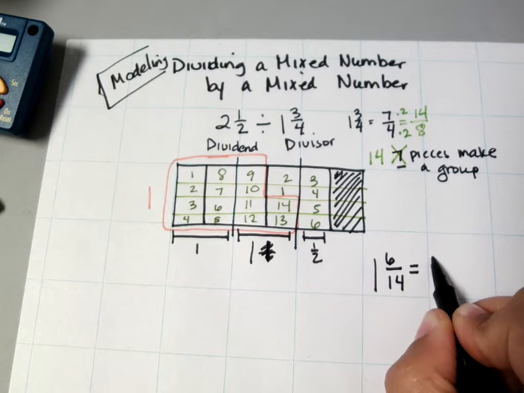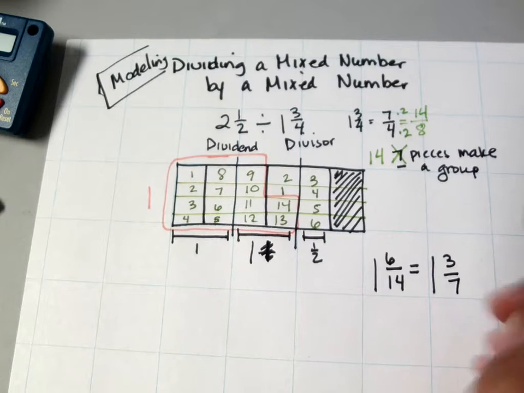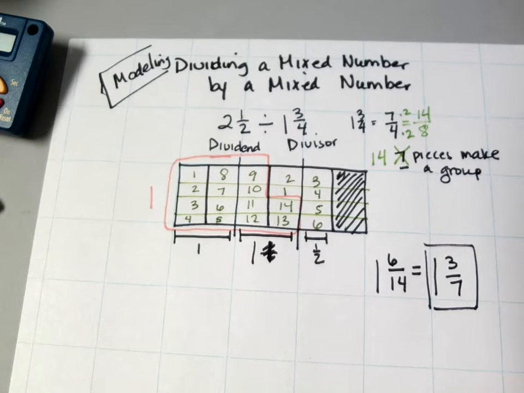I need to simplify that, so now I have 1 3/7. So that is how you divide a mixed number by a mixed number.